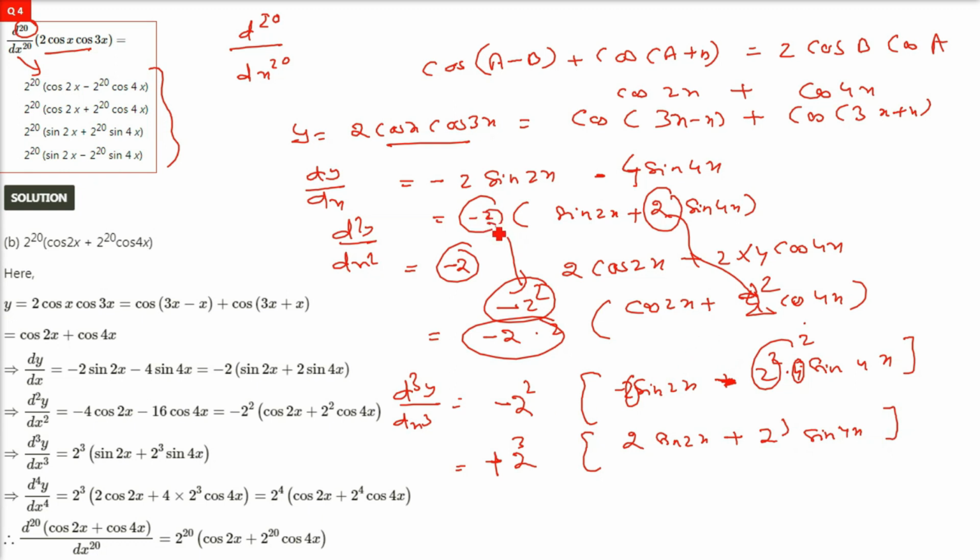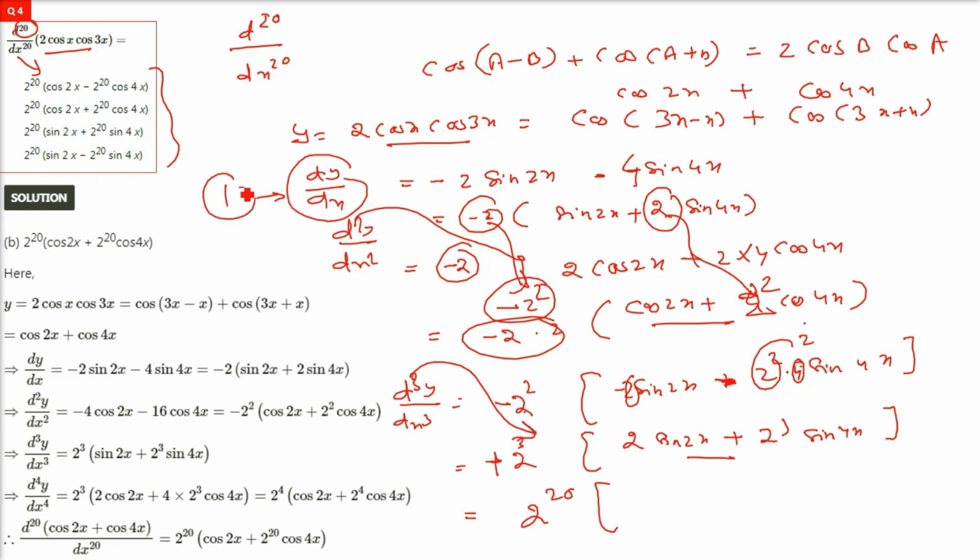So I'm not doing d4y by dx4, since we already know the even and odd differentiation has given us a proper pattern here. Alright. So just do one more differentiation if you want, just to give an idea to the examiner that you know what and how to get the pattern out of it. This is the first differentiation.